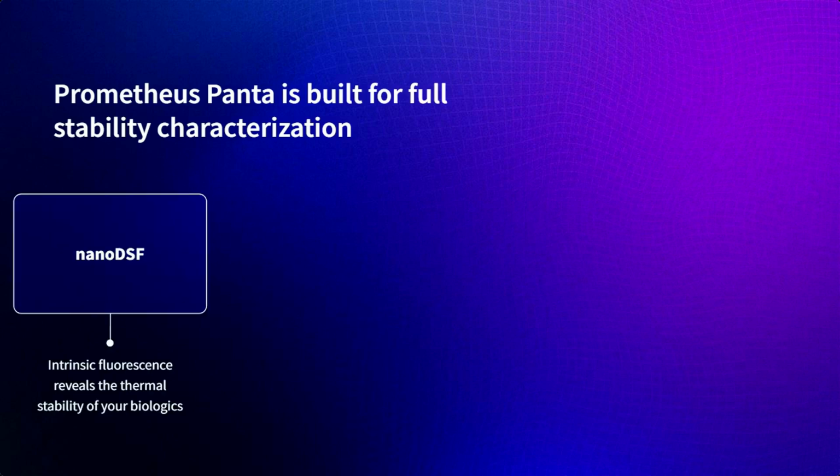NanoDSF uses intrinsic fluorescence from your proteins to monitor their thermal or conformational stability. Comparing the thermal stability profile of an ADC to that of the unconjugated antibody tells you whether the conjugation reaction or the drug linkage itself has significantly destabilized the antibody structure.